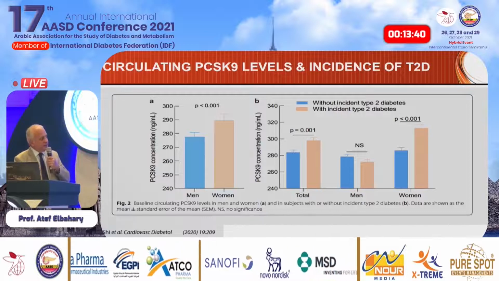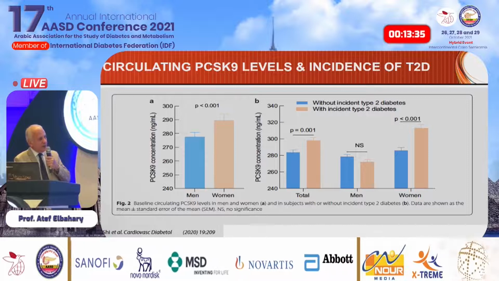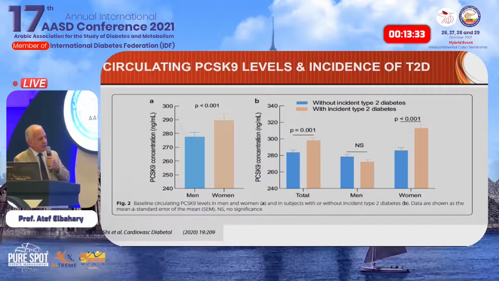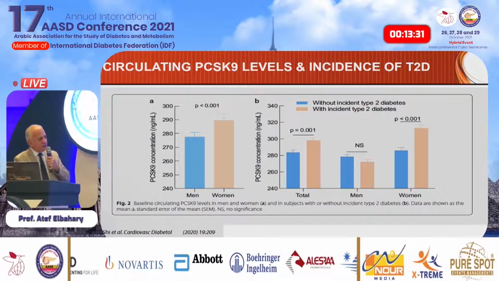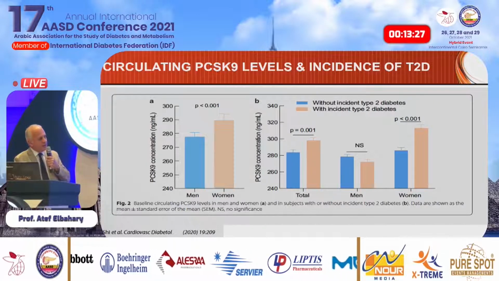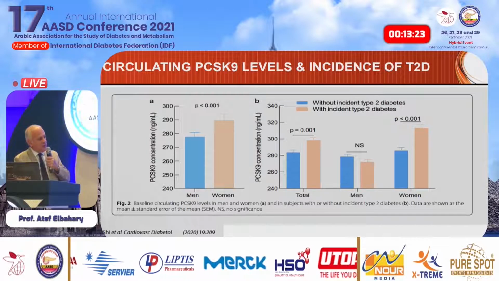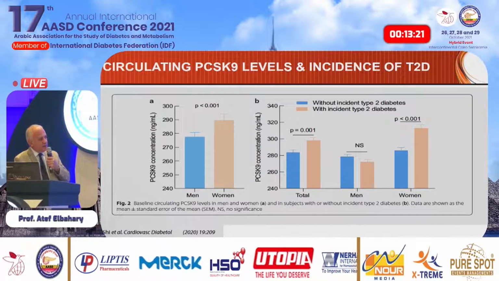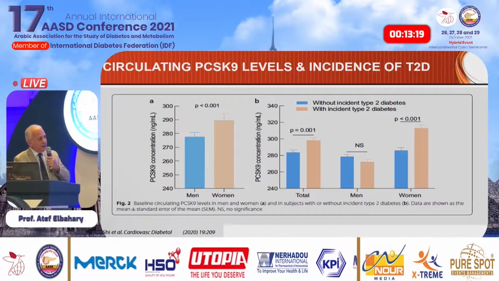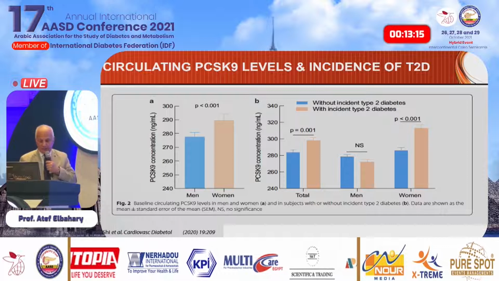The circulating Pcsk9 levels and incidence of type 2 diabetes is higher in women in many studies. As we see here, this is the patients without incident of type 2 diabetes and those patients with incident of type 2 diabetes in women. The p-value is highly significant, and we can see here the Pcsk9 level increasing in women more than men.